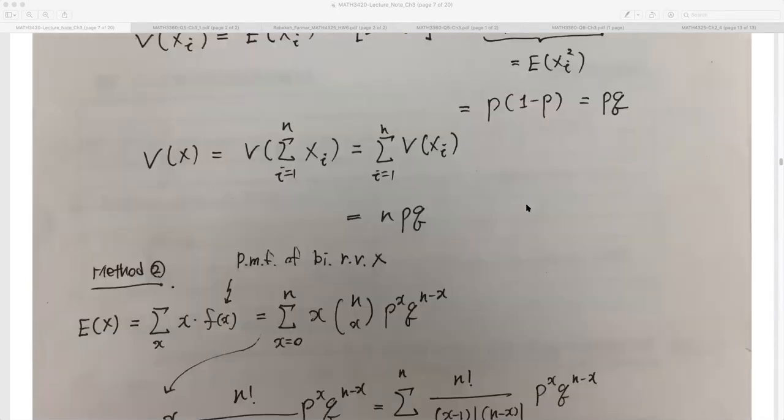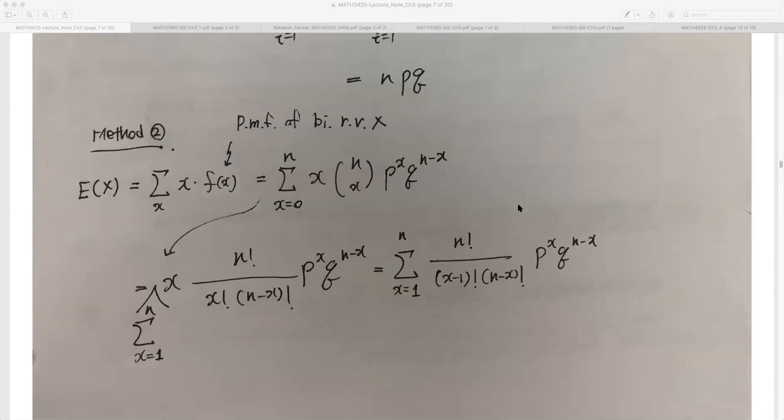So now let's prove the second method. Starting from the definition of E of x: what's f of x? The probability that we get x, right? f of x is actually the PMF of the binomial random variable x. We know the formula, which is the combination n choose x, p to the x, q to the n minus x. Now, what is n choose x? It's n factorial over x factorial times (n minus x) factorial. Now we're going to see what happens when we put the x in the top. Understood that?